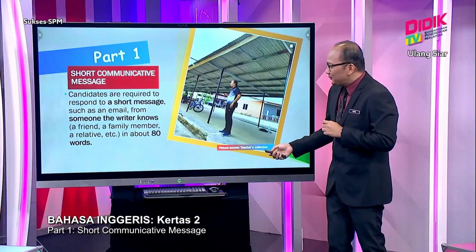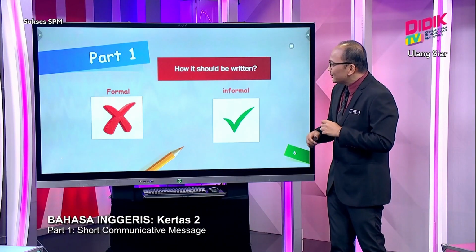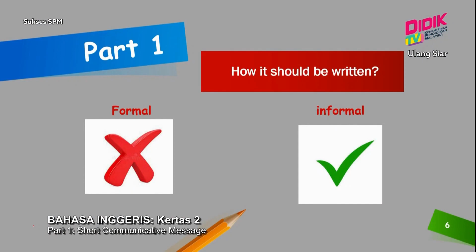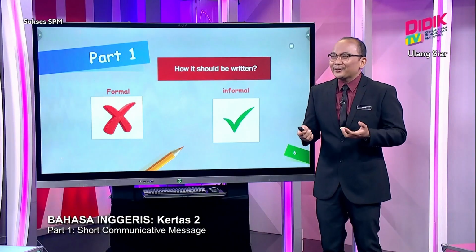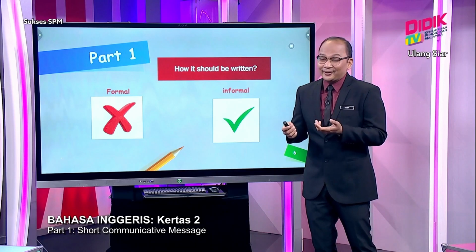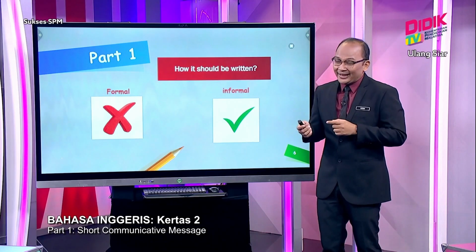Now, we go on to the next one. How should it be written? Is it formal or informal? What do you think, Chris? Well, because it's a communicative message, I think it should be informal. Is that correct? Yes. It should be informal writing because, as I mentioned before, you are writing to a person that you know, so of course you are going to write informally. Okay, everybody, please remember that.